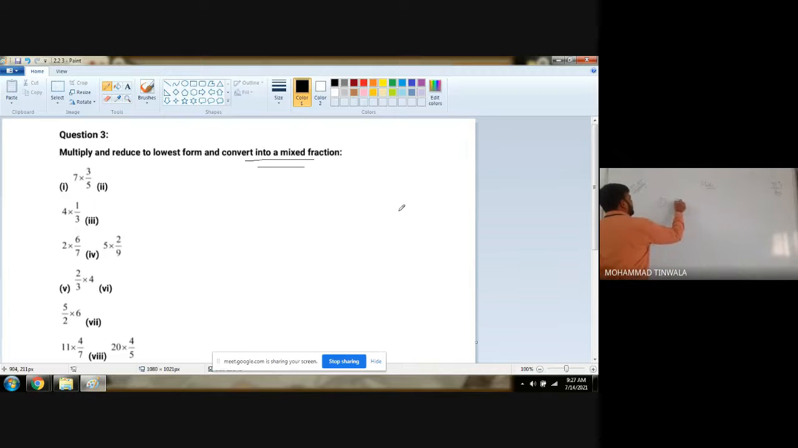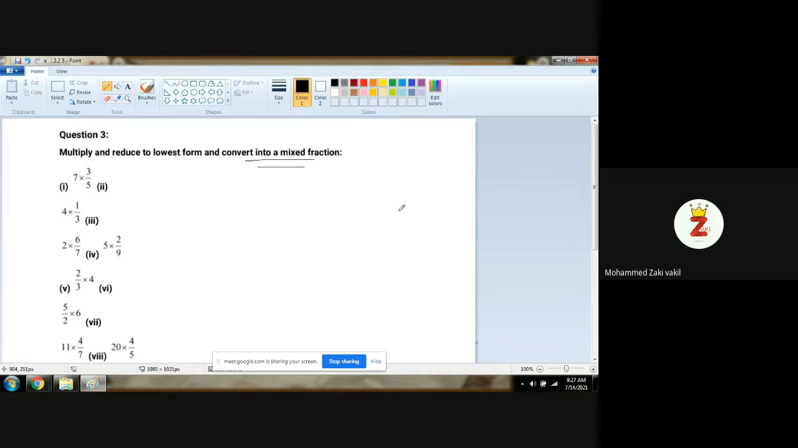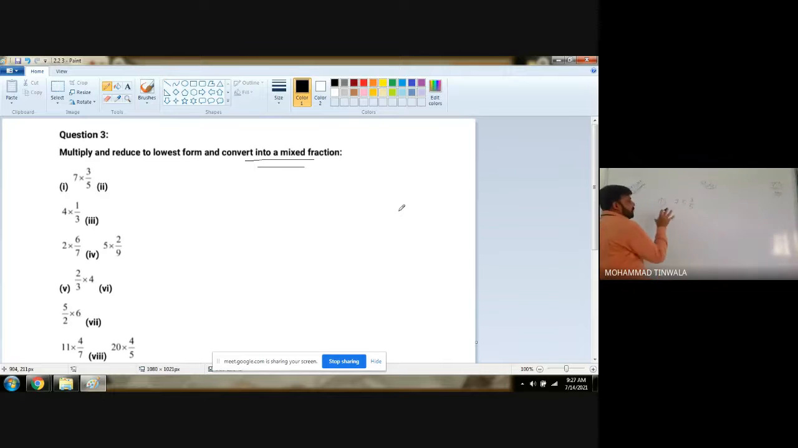First sum. Zaki, please repeat the first sum. 7 multiplied by 3 upon 5. Very good. So we have to multiply this and go to the lowest term. Lowest term means the smallest fraction. If that is not possible, then convert that into a mixed fraction. So 7 is alone, so 7 upon 1 will be automatic there. Now multiplication is there. You check cross cutting, whether the top and bottom cut. If it is not happening, 7 3s are 21, 5 1s are 5.